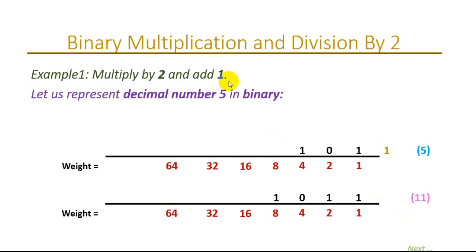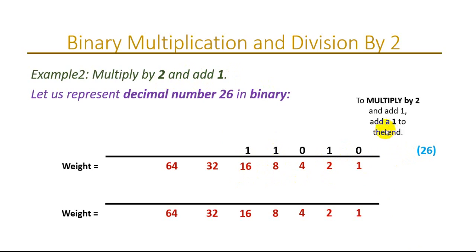So let's do one more example in this. This time let's take 26. 26 means 1 16, 1 8, which is 24, plus no 4s, 1 2 and 0. Okay, so this is basically 26. 1 16, 16 and 8, 24, 24 and 2, 26. So now we are going to multiply by 2 and add 1. If you are just multiplying by 2, you just put a 0, but this time we want to add 1 also. So we will put a 1 at the end.